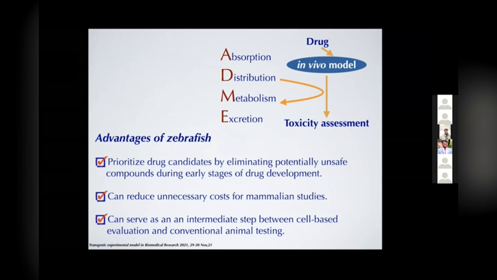You can prioritize the drug candidates. As I already mentioned, you can potentially eliminate unsafe compounds. You can reduce unnecessary cost, because imagine the cost involved in screening 1,000 chemicals in a mice system compared to 10 in a mice system. And as I mentioned earlier, it can serve as an intermediate step: you do a cell line study, an in vitro study, then a zebrafish study, and finally you take up only those which are promising and potentially good, and look at them in a mammalian system. Next slide.